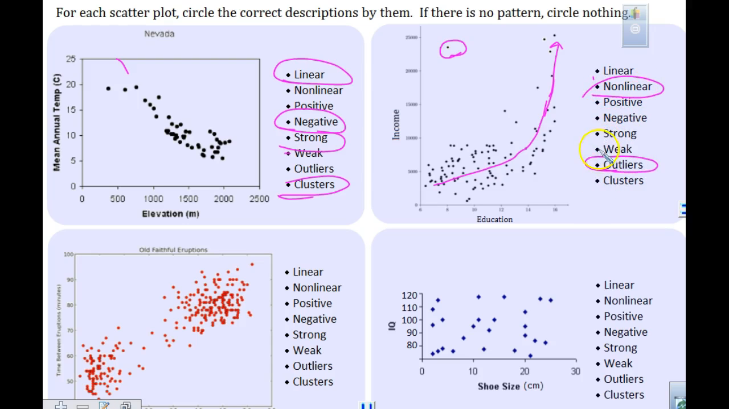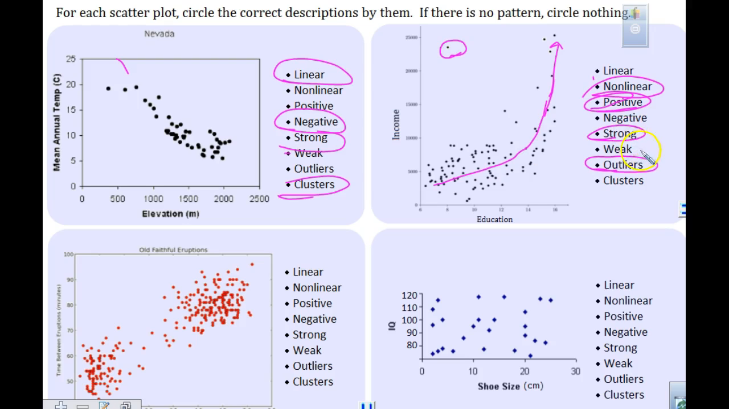Nonlinear, if we're going to continue, Caleb, what else might we have? Strong and positive. If you put weak, I want you to think about, as your education level increases, are we thinking that our income is increasing? At least for a period of time, like through a high school graduate, right? And maybe going to a 2-year school or a 4-year school or getting more education.